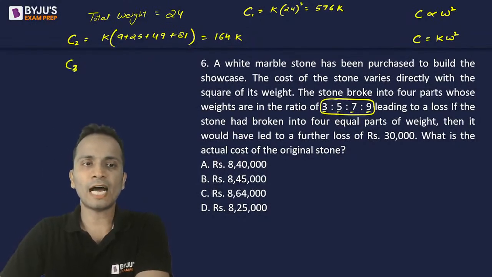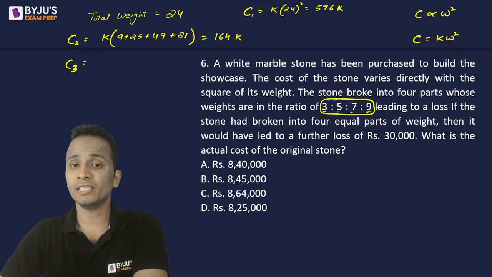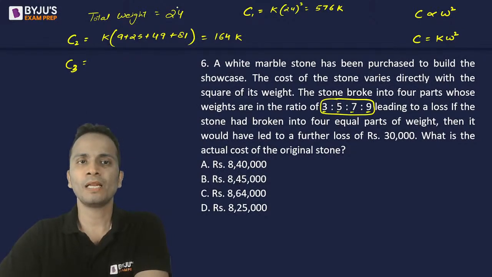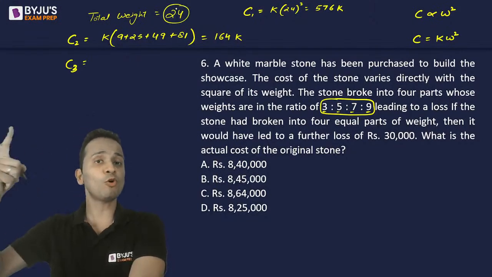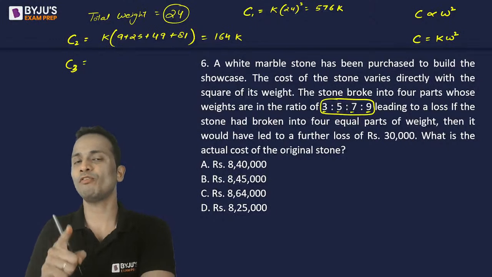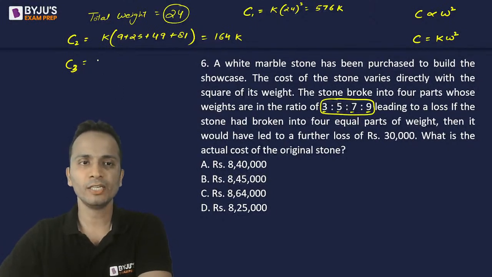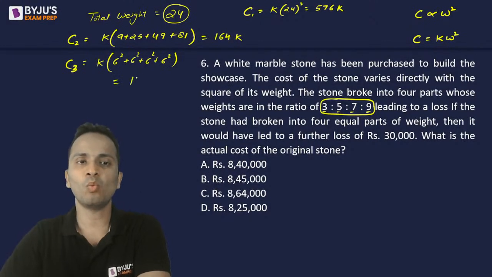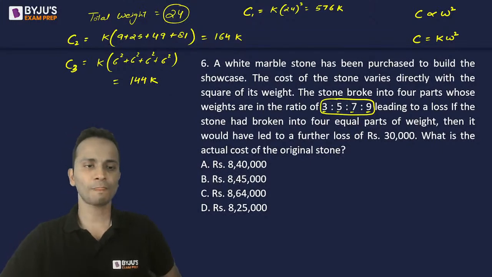Now they are saying that instead, if the stone is broken into four equal parts, 24 being the total weight, that means every part has weight 6. So now the cost will be K times (6 squared plus 6 squared plus 6 squared plus 6 squared). That means it will be 144K, right?